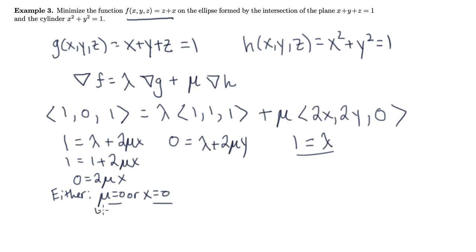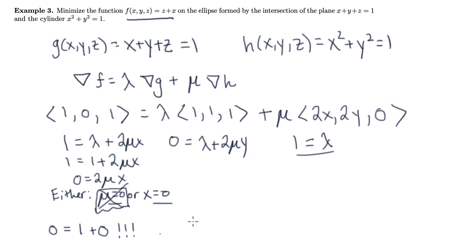But if mu is 0, what happens? Well, let's see. So if mu is 0 here, then I'm looking at the second equation, I have 0, lambda is 1, and then I add 0, but that's a contradiction. I get that 0 equals 1. So mu can't be 0 because it leads to a contradiction here. So that means x is 0.